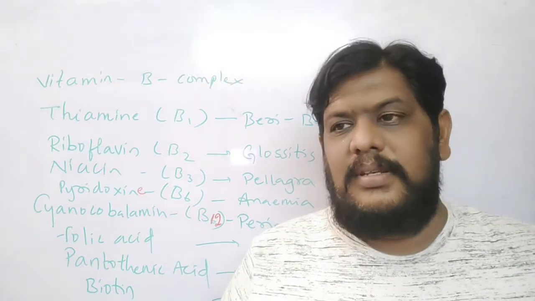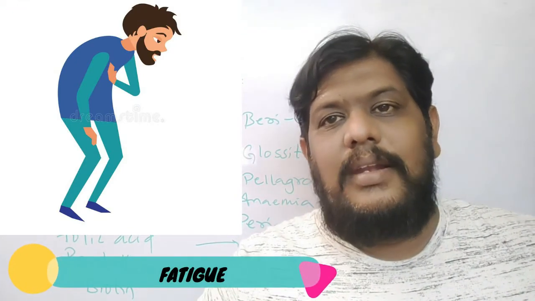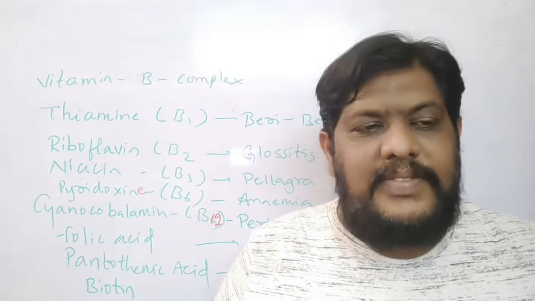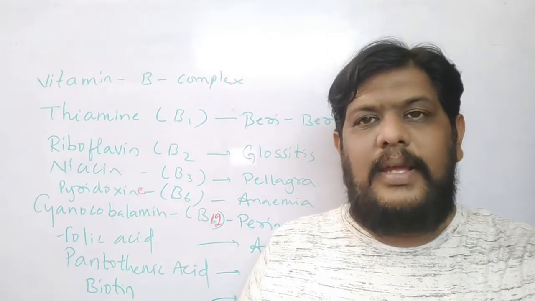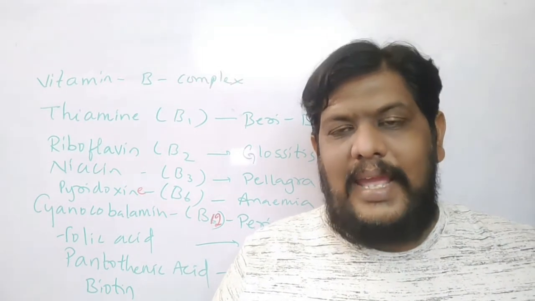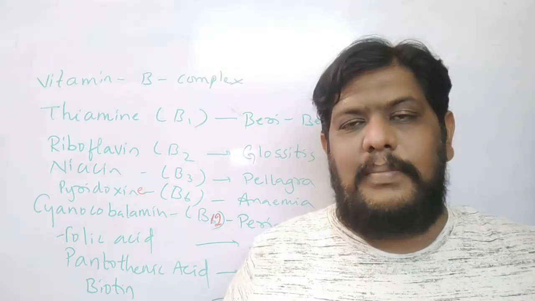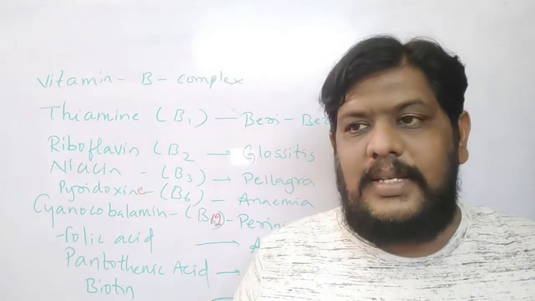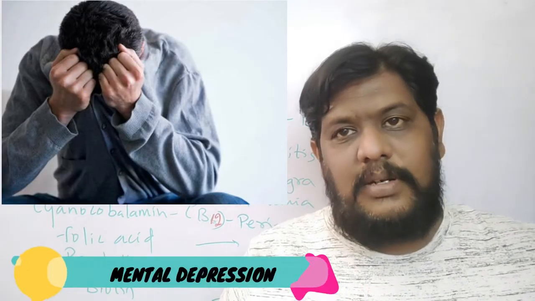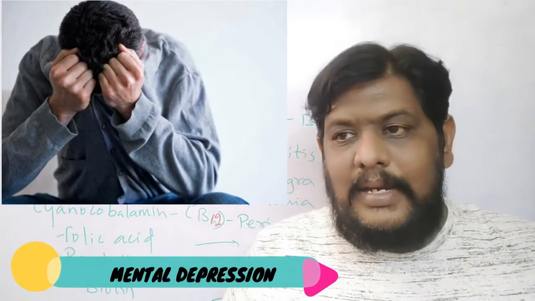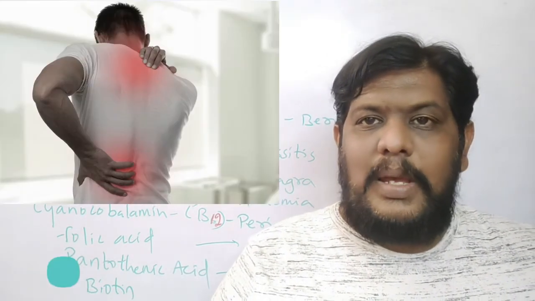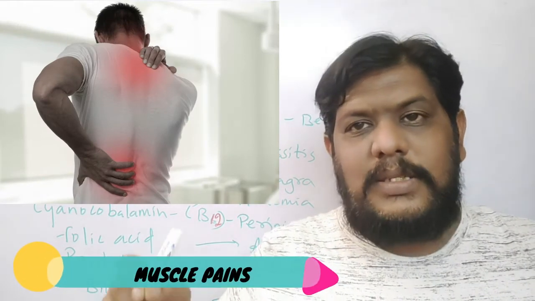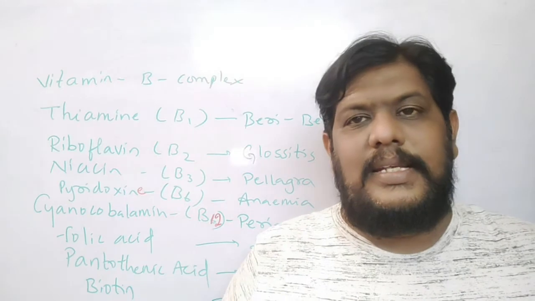So what are the symptoms? The first one is fatigue. Fatigue in the sense you will get tired very soon. If somebody asks you to come to a particular place, you will hardly walk a few steps or maybe 100 meters, and then you will get tired and exhausted and you want to sit at some particular place. That is fatigue. Second one is mental depression. You'll be mentally disturbed, and that will lead to mental depression. And the third one you can see is muscle pains. So if biotin is deficient in the diet, these are all the problems you can see.